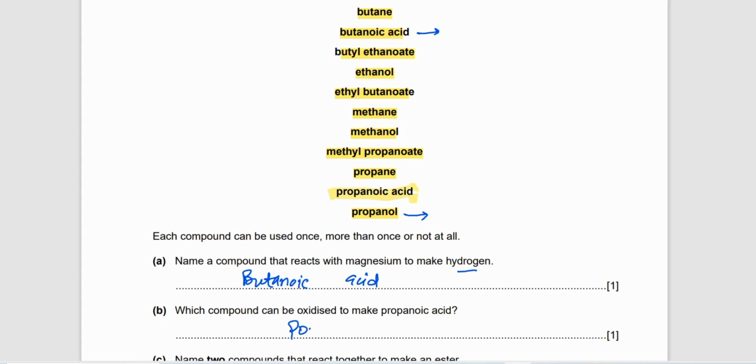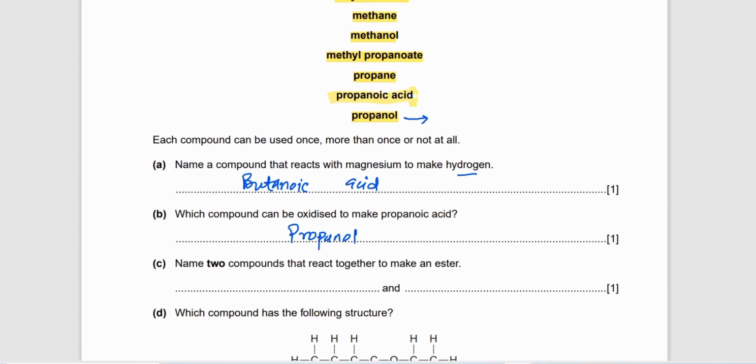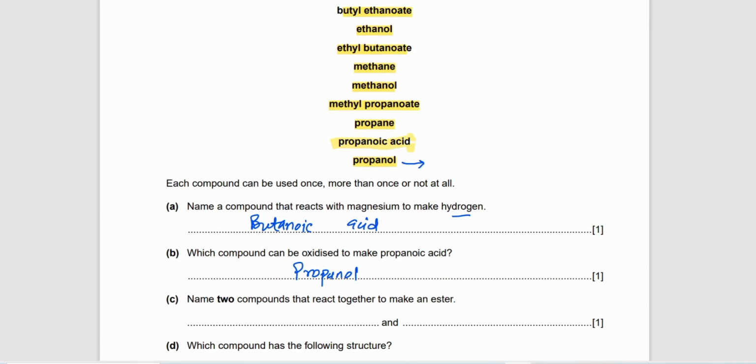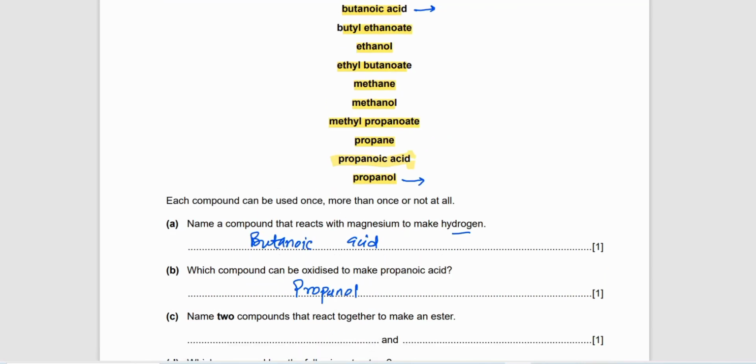So, sorry, propanol is oxidized. Okay, next, name the two compounds that react together to make an ester. Okay, we have to make an ester, so we need to take two compounds. We know that the compounds which are used for making an ester are ethanol and any kind of carboxylic acid. So I can take here butanoic acid and ethanol.